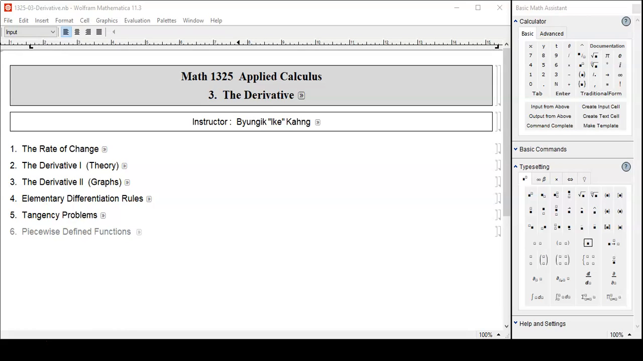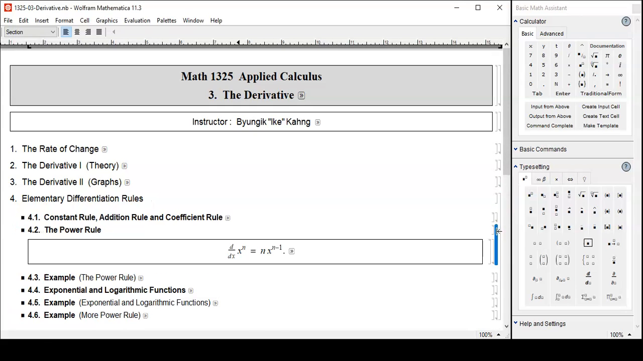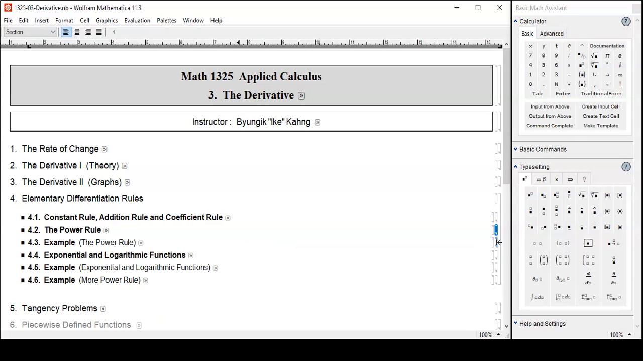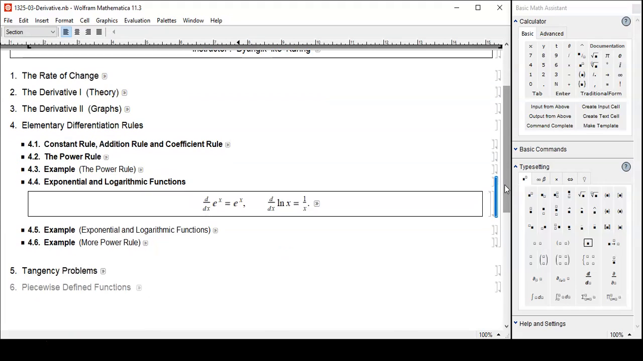Hello students, welcome back. We went through some derivative computation using the power rule. Now let's discuss how to deal with exponential and logarithmic functions. Natural exponential functions stay the same even if we take the derivative. Logarithmic function becomes 1 over x. The natural logarithmic function becomes 1 over x.